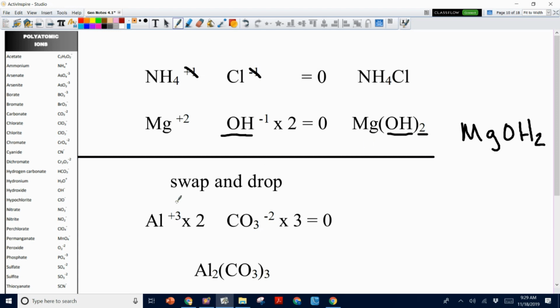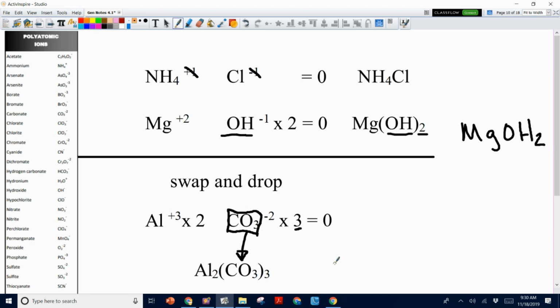Okay, and the same thing happens with swap and drop. So aluminum is a +3. We're going to need 2 of those to bond with the carbonate CO3 here. That's a -2. We're going to need 3 of those to balance out the charge. So aluminum 2, and then we have to put parentheses around this because we want 3 of this whole thing. So you put parentheses around the CO3. We don't change this 3. Think about this as one solid unit. You can't break it up or change anything about it. We just pull it down and we put parentheses around it, and then we add our 3 for the subscript.